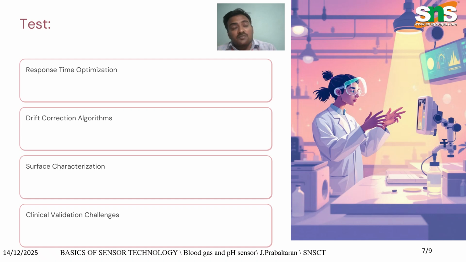And the last and final stage of design thinking is the test stage. In this stage, we have to validate our system, our model. Here, sensors are tested for response time optimization, drift correction to maintain accuracy, surface characterization to prevent contamination, and clinical validation to ensure patient safety. Testing ensures the sensor is safe, reliable, and medically approved.